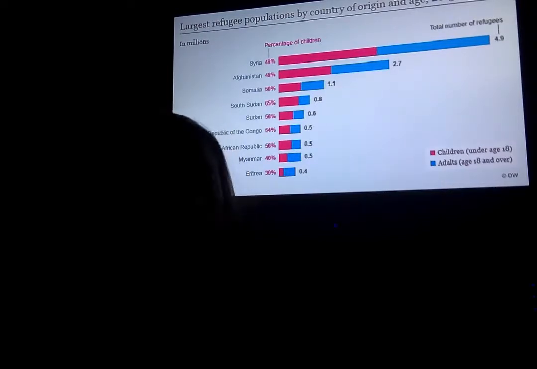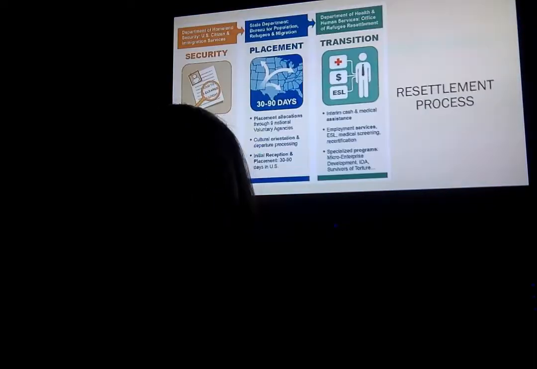So as you can see, in the pink is children under the age of 18, and blue is adults ages 18 and over. So you can see that the majority of all of these populations are in fact children.